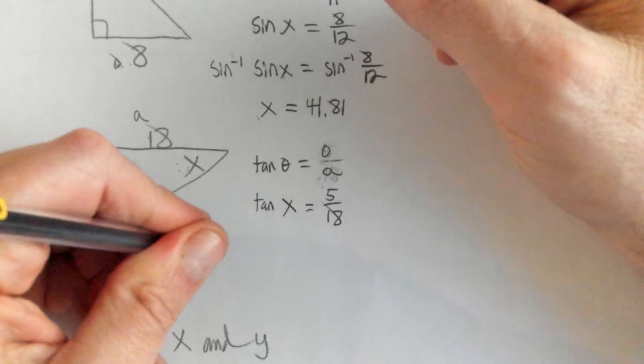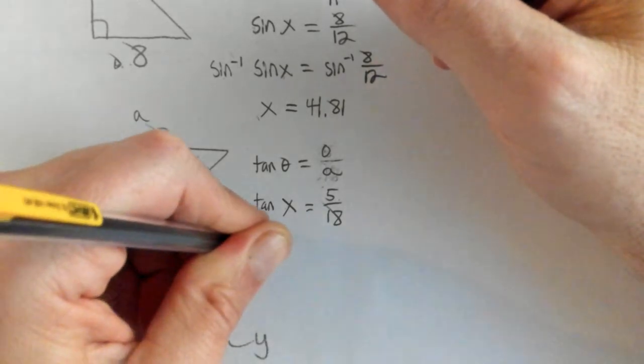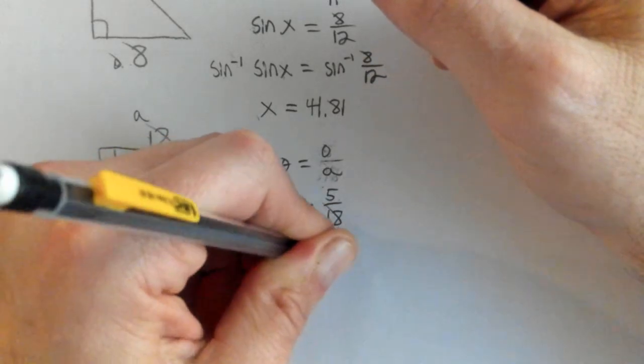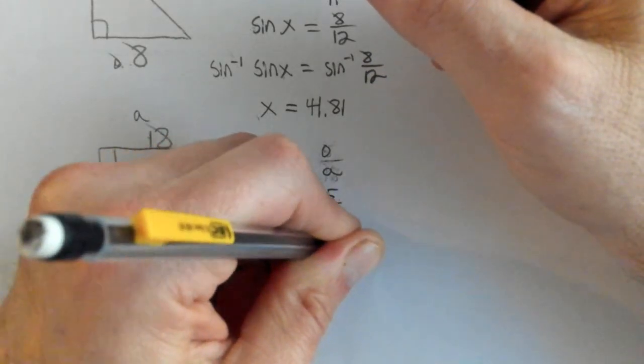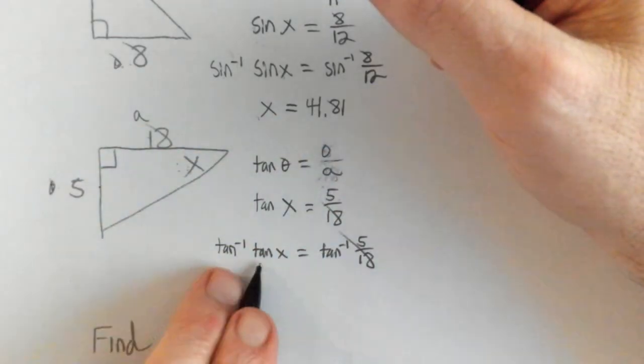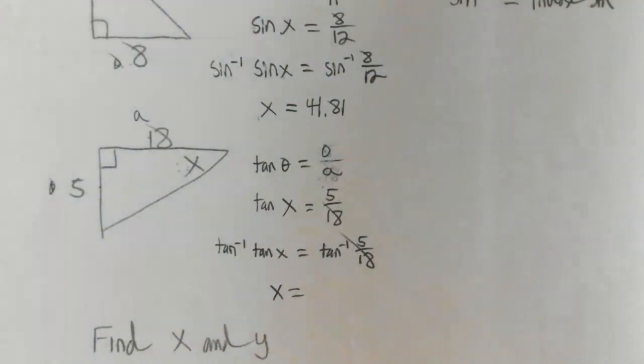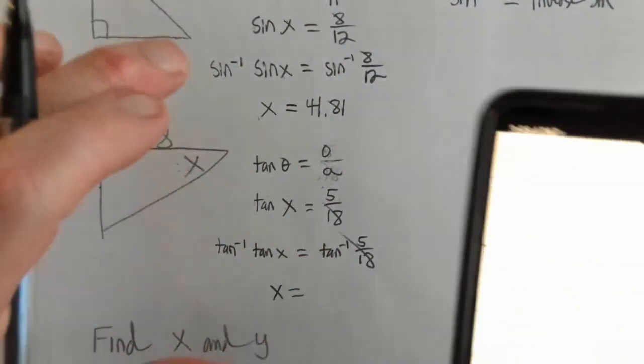So what do I need to do to both sides? I need to do the inverse tangent to both sides. Inverse tangent to both sides. The inverse tangent of the tangent of x is just x. So now let's see what the inverse tangent of 5 over 18 is.